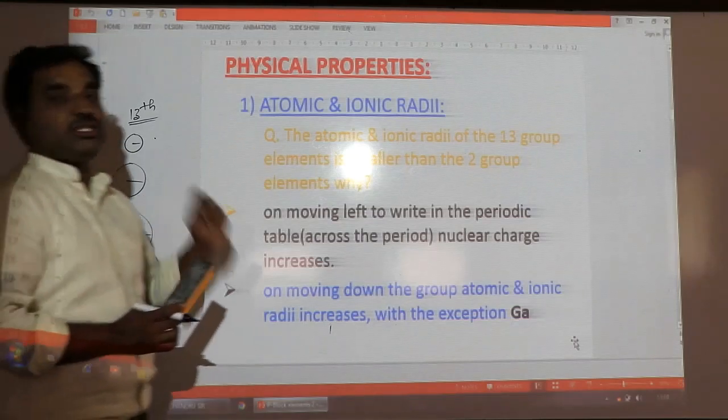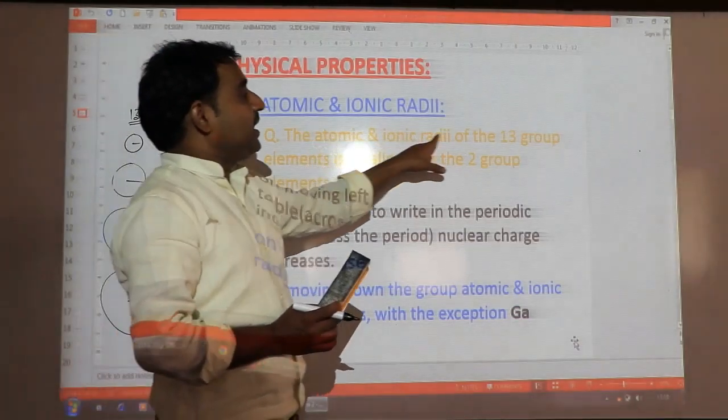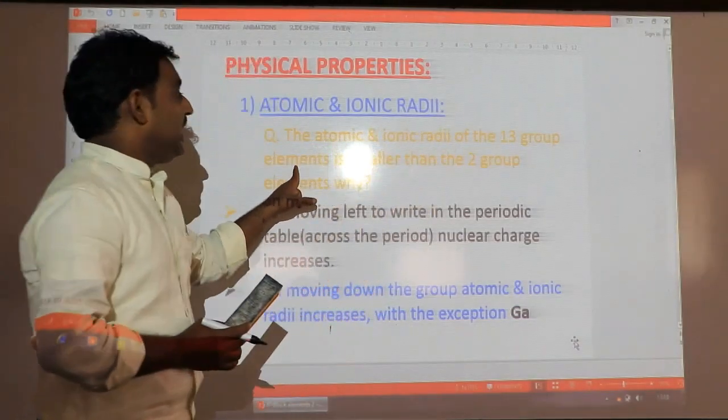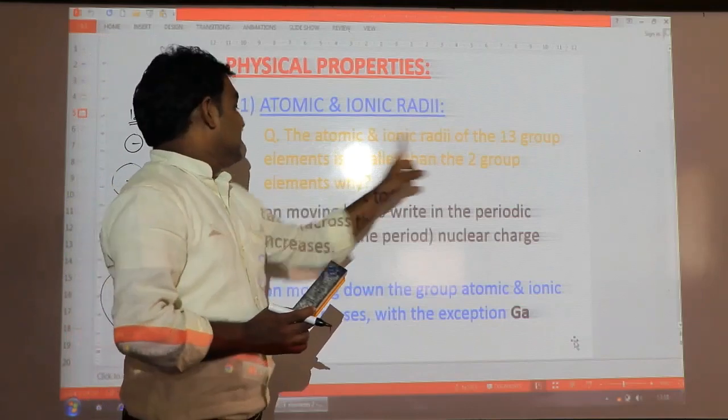Here we have written a question: the atomic and ionic radii of group 13 elements are smaller than those of the group 2 elements.